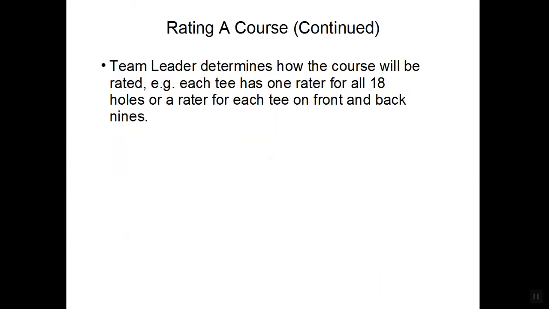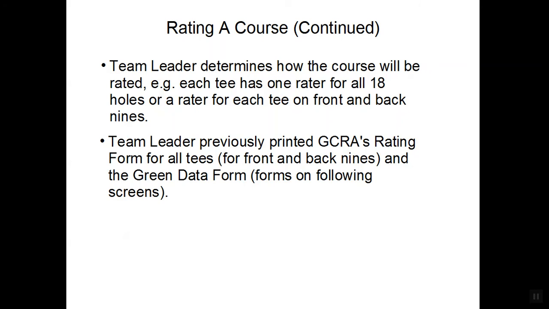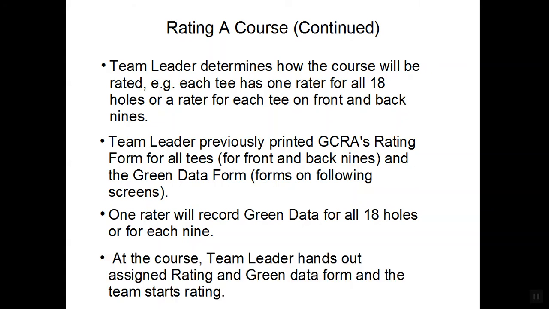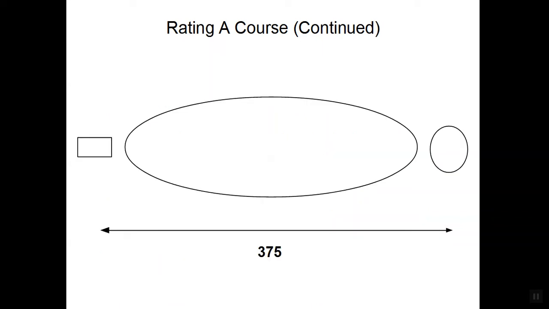The team leader determines how the course will be rated. For example, each tee has one rater for all 18 holes, or you might have a rater for each tee on the front and back nines. Team leader previously printed the GCRA rating forms for all the tees, the front and back nines, and the green data forms which you'll see on the following screens. One rater will record green data for all 18 holes or for each nine. At the course, the team leader hands out the assigned rating and green data forms, and the team starts rating.